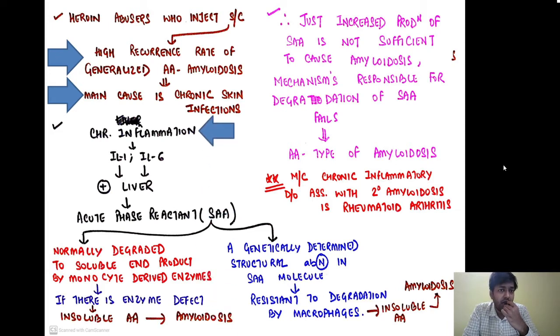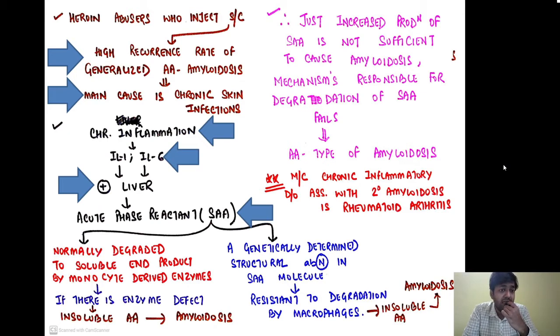So what is the pathogenesis of secondary amyloidosis? Here the chronic inflammation causes the release of several interleukins and cytokines like interleukin 1 and interleukin 6, which stimulate the liver to produce an acute phase reactant, that is serum amyloid associated protein, SAA. You have to remember one thing, that just increased production of serum amyloid associated or SAA protein does not cause amyloidosis. The cause is different. What is the cause? Let us see.